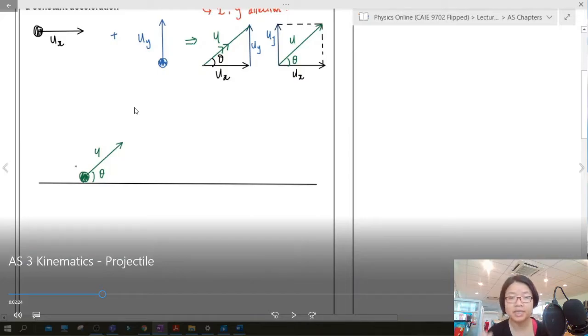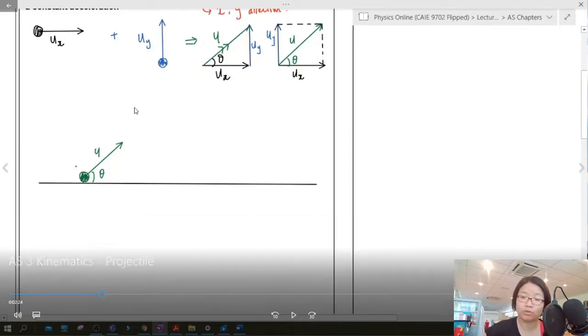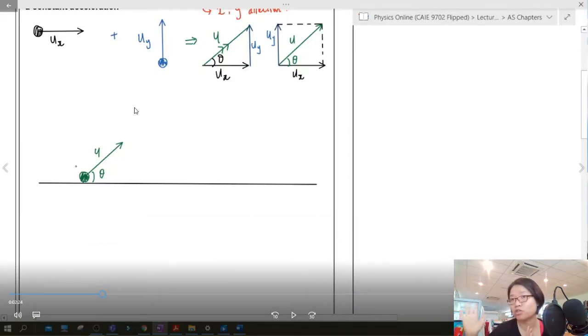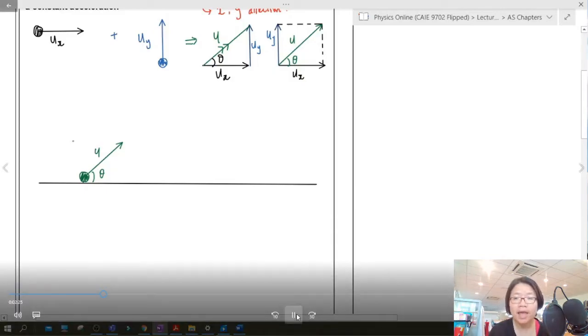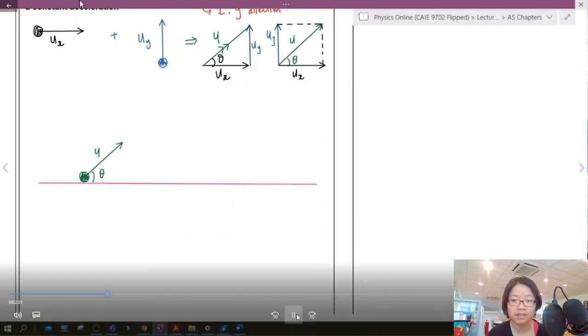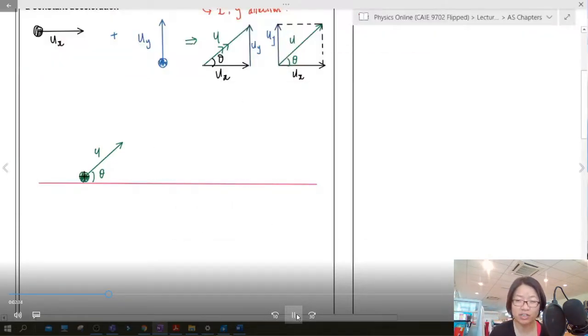All right, so what you see here is a vector drawing of an object in projectile motion. We're about to launch the projectile at an angle theta. So we're going to graph out all the vector components. And as usual, look, u is a vector. Whenever there's a vector, the direction matters. So we're going to put the x component on one side and the y component on the other side.